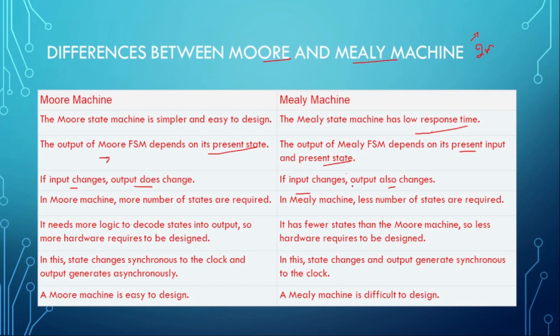This condition is applicable for both the Moore and the Mealy models: input changes and it also changes the output. In the Moore model, there is a larger number of states. In the Mealy model, there is a smaller number of states. Here you need to design a sequential circuit with more hardware requirement, but in the Mealy model you will require less hardware to design a sequential circuit.